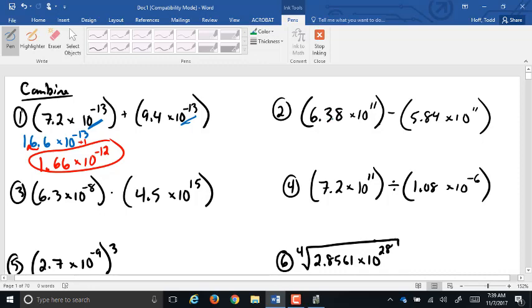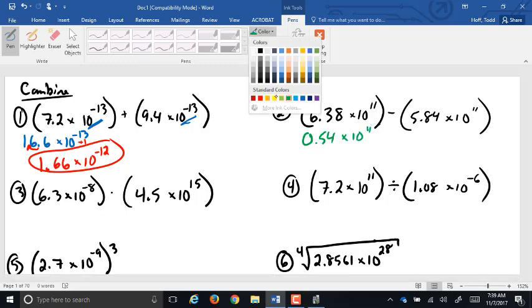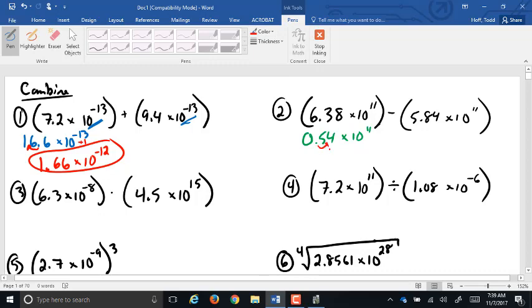Over here, we're subtracting. We do have the same name, both 10 to the 11th. So 6.38 minus 5.84 is 0.54 times 10 to the 11th. And then we make that 5.4. Number got bigger, so the power gets smaller. So 11 minus 1 is 10. So 5.4 times 10 to the 10th.